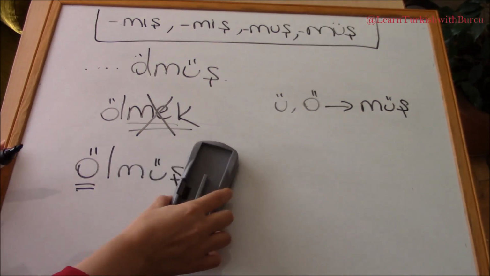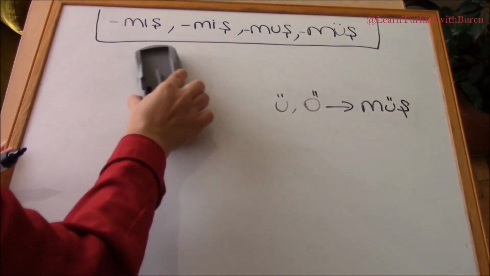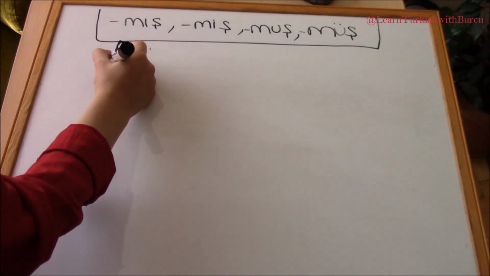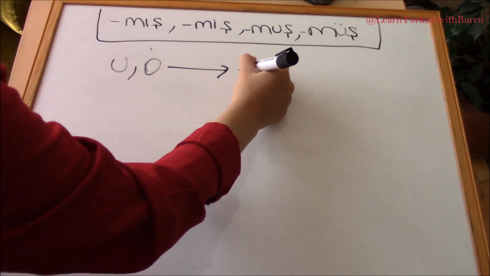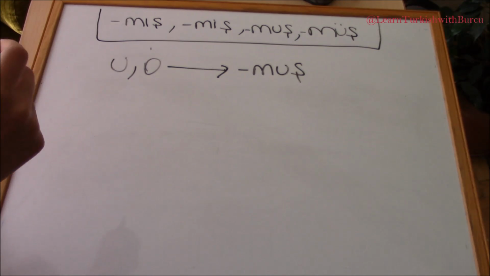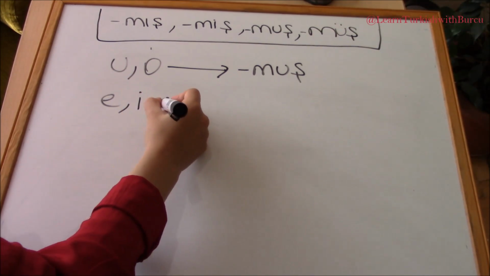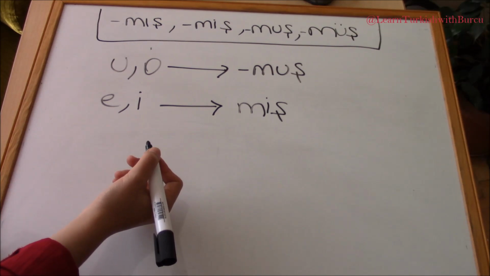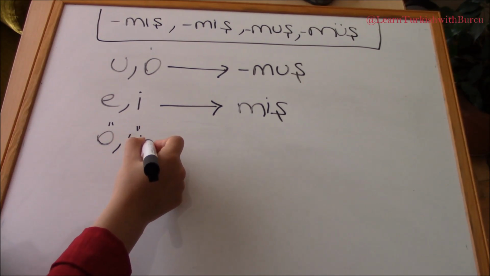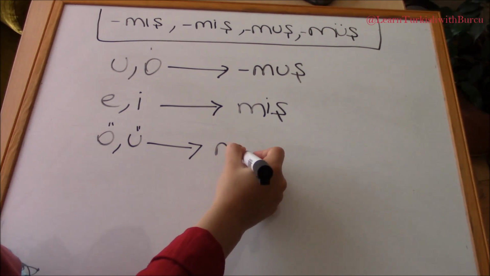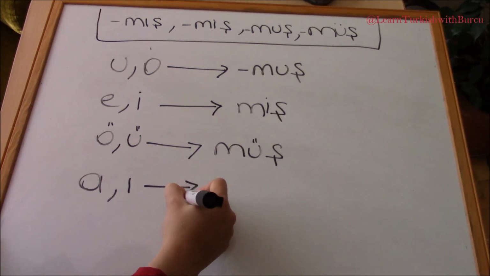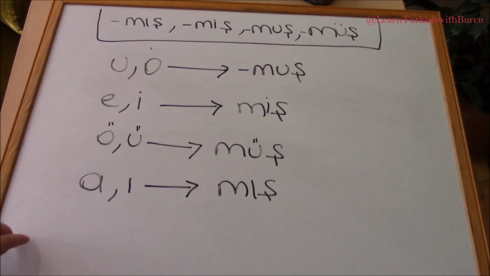So I want to write the overall rule in terms of vowel harmony. After u, o, we use muş. After e, i, we use miş. After ö, ü, we use müş. After a or ı, we use mış. I haven't given you any example with this one, but it's the same. You apply the same rule.